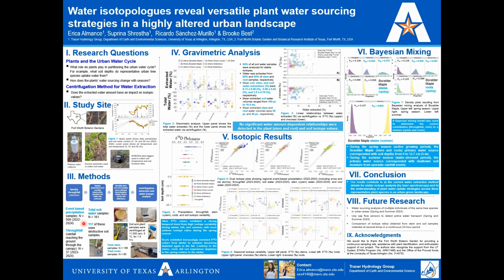The three tree species that we studied were box elder maple, cherry laurel, and elderberry, which are native and common species in the DFW area. We took samples of the xylem wood from stems and roots, as well as soil samples at different depths, and centrifuged those to extract the water. We then compared the water from stems and roots to the extracted water from soils, alongside samples of throughfall, which is the precipitation that falls through the forest canopy and ends up on the ground.